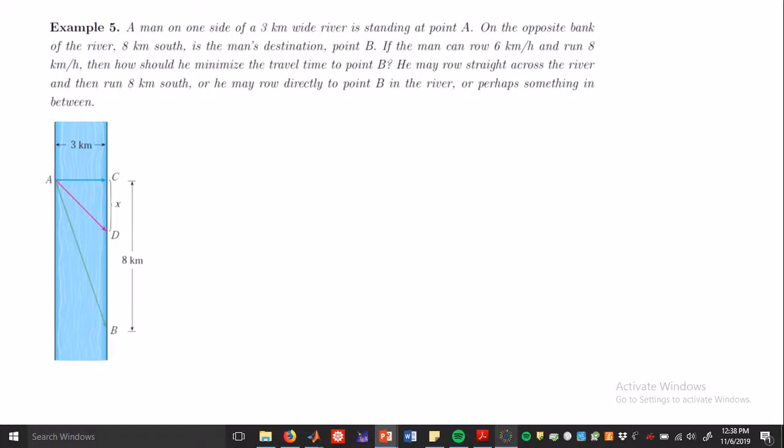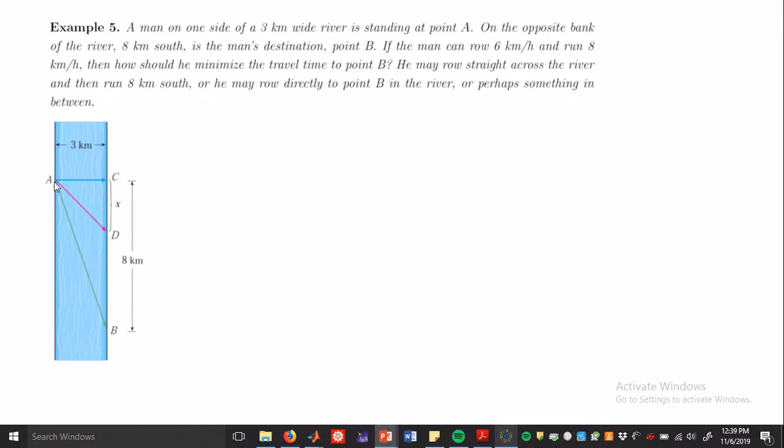Okay, so in this example, we're going to study another optimization problem. It states that a man's on one side of a 3-kilometer wide river at some point A, so here's the point A, and on the opposite bank, 8 kilometers south, is a point B, which is their destination. And so the point is, we want to get from A to B as quickly as possible. And so the problem is we can row at 6 kilometers an hour and run 8 kilometers an hour. And so the question is, how do we minimize the travel time from A to B?